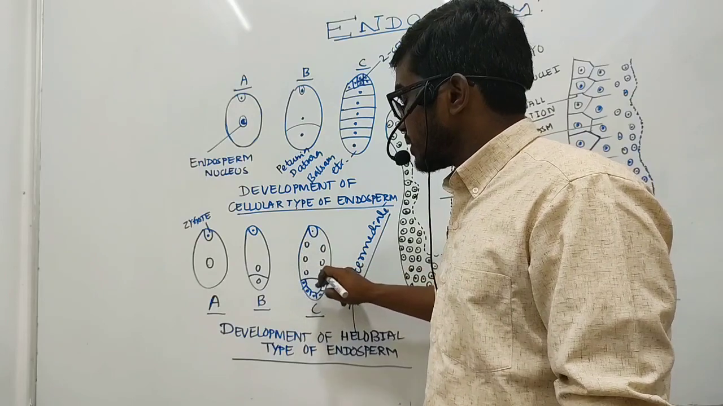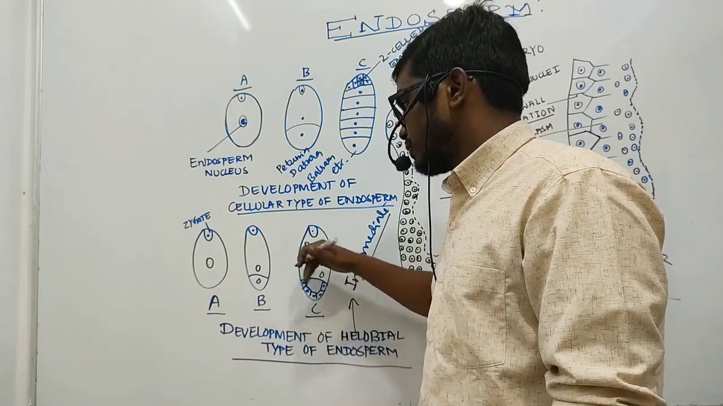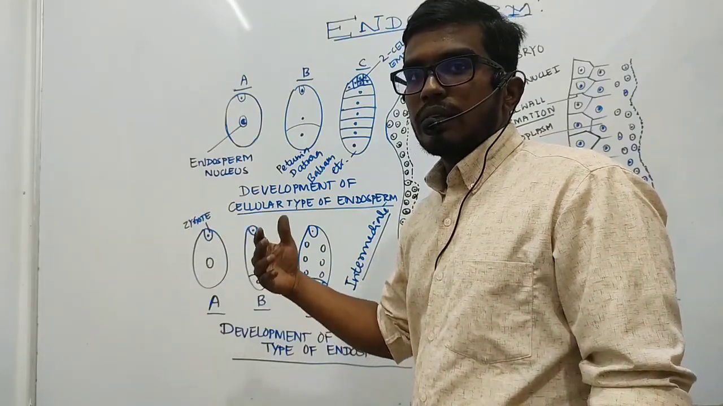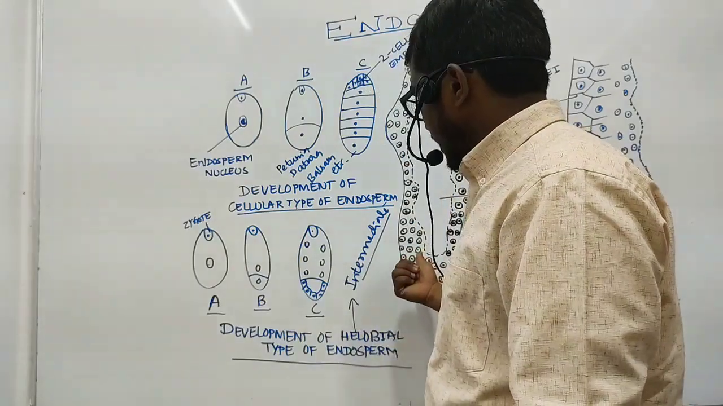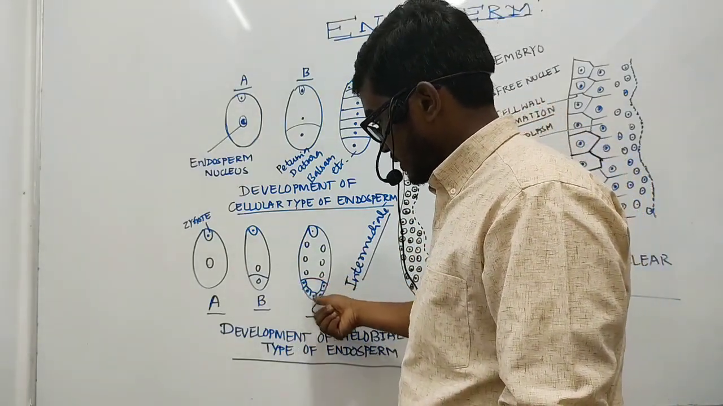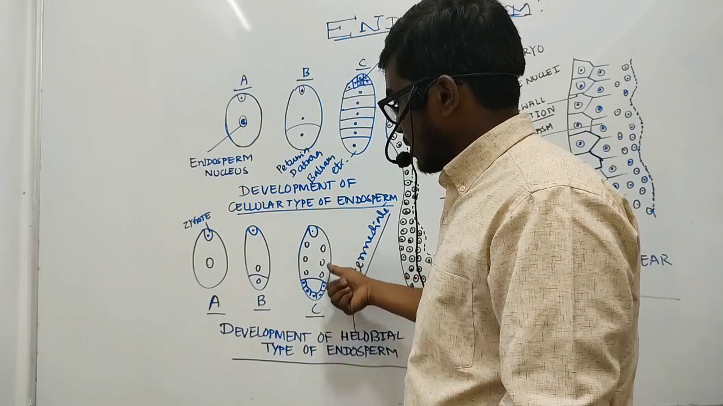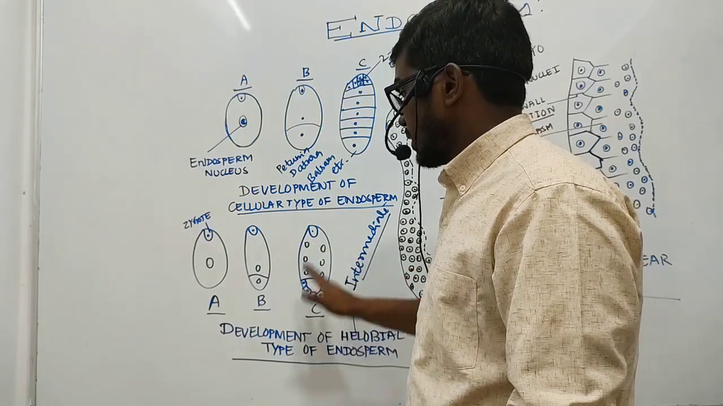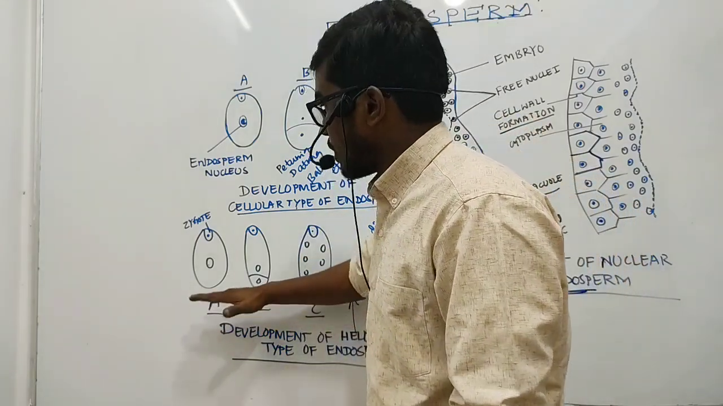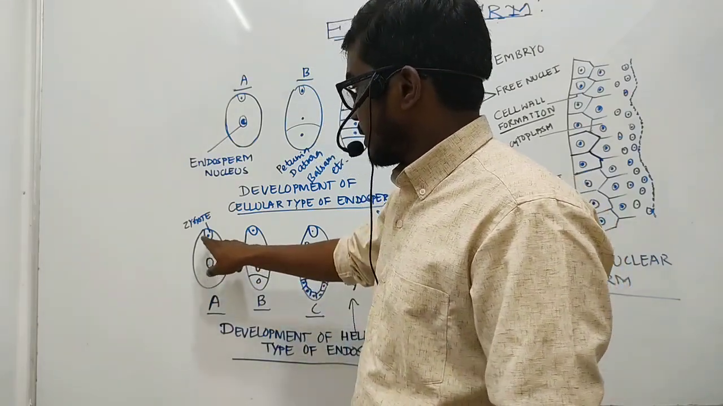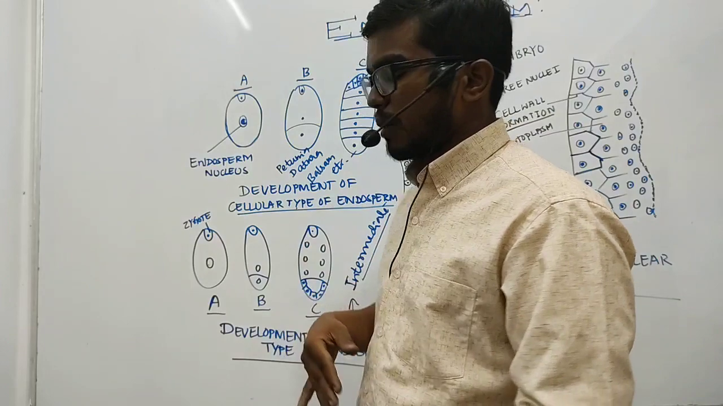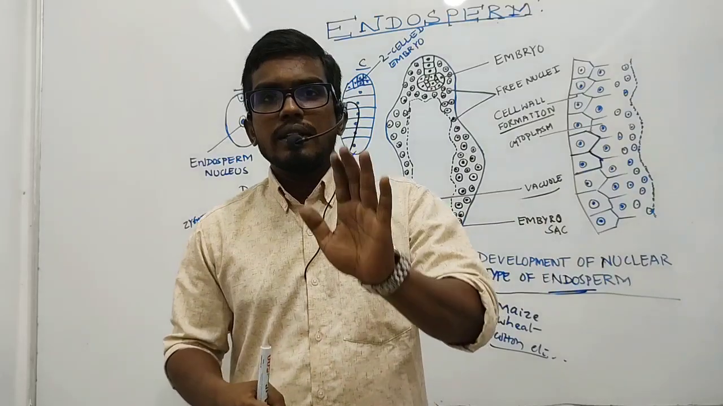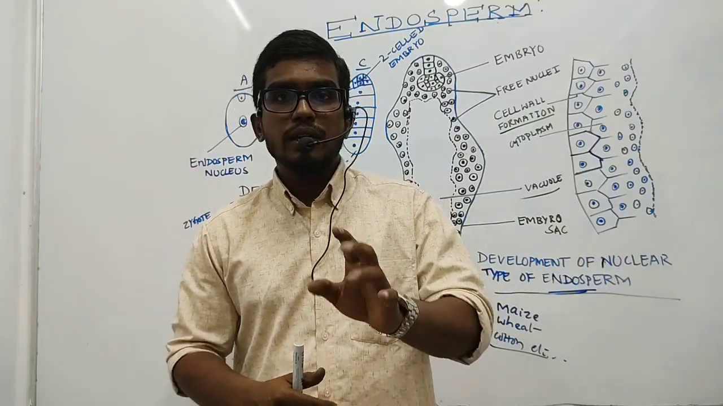Later, the nuclei will form the cell wall and develop into the endosperm, as we observe in the case of nuclear endosperm. So both types we can find with respect to the helobial type of endosperm. Here also there is a zygote, and further the zygote will develop into the embryo. So these are the three different types of endosperms which we need to take into consideration.